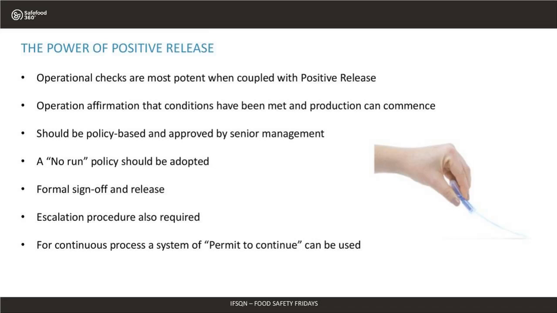So here we're talking about good practice, guys: taking what would appear to be a mundane thing, such as operational checklists and audits, and bringing it up into a sophisticated business policy for protection. That's worth your time and effort to figure out. Formal sign-off and release is always good, and escalation procedures where required can be valuable as well. For continuous processes, a system of pyramid to continue can also be used. It's about tying things down, not necessarily making things over-bureaucratic. That doesn't help anybody either.